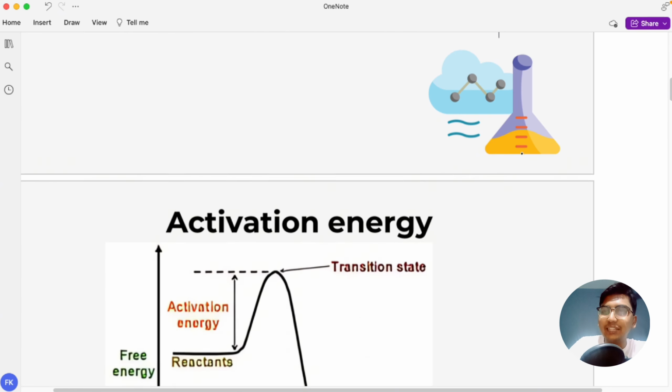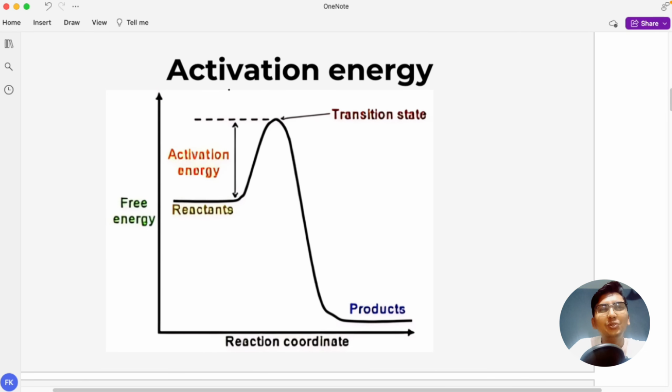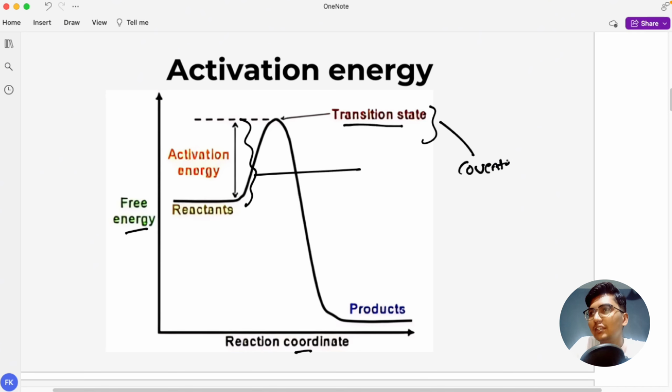Let's look at a diagram to understand activation energy in more detail. As you can see, on the y-axis we have free energy, or energy. The x-axis is the reaction coordinate. This is the activation energy. This is the energy required for the reactants to go into the transition state where they are converted into products.